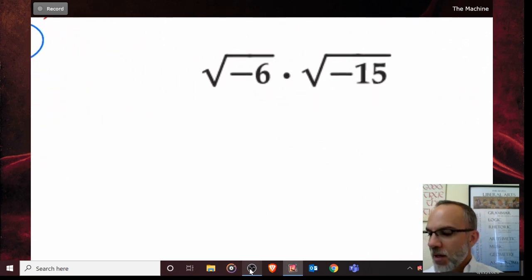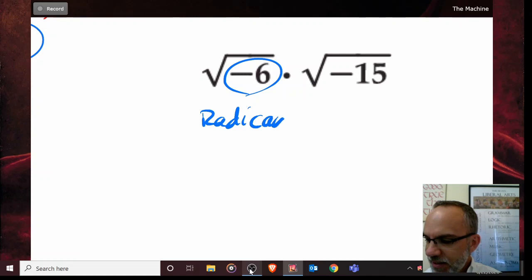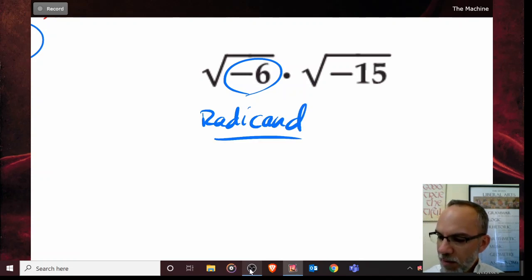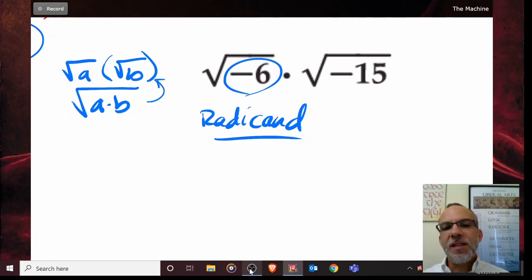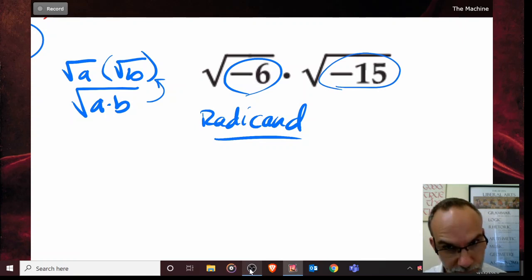This one's curious. Now, the wrong way to do this is to do the multiplication of the radicands first. Remember, the inside here is called a radicand. And we know that if I have the square root of a multiplied by the square root of b, I can say that it's the single radical of a times b. We did that earlier where we went backwards. Now, if you did that, you would get negative 6 times negative 15, and the negatives would cancel each other out, but that's wrong, okay?